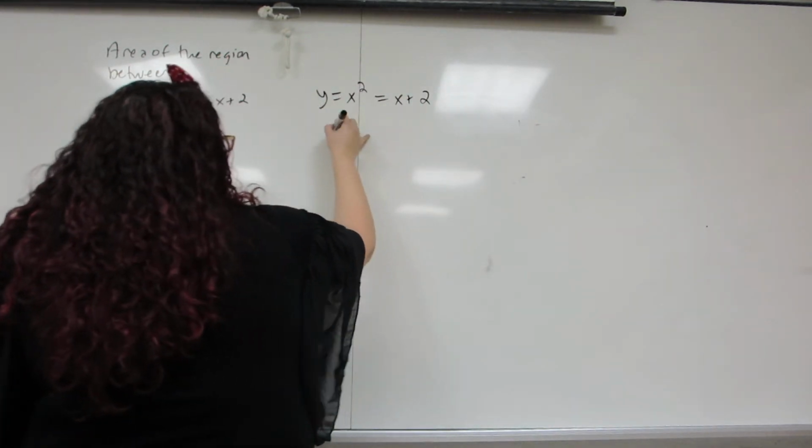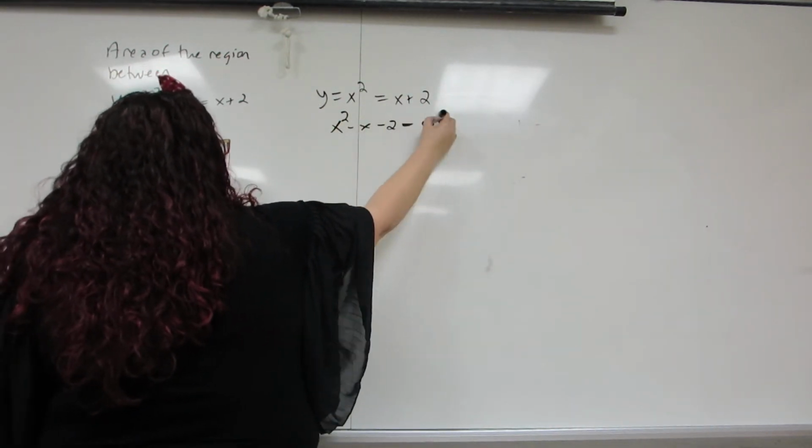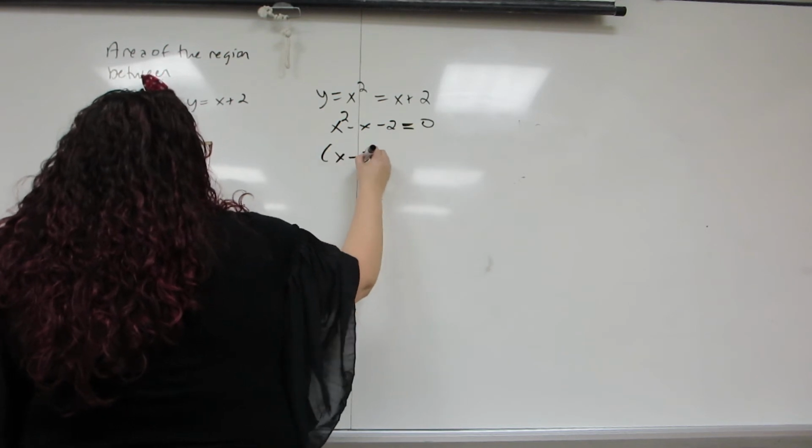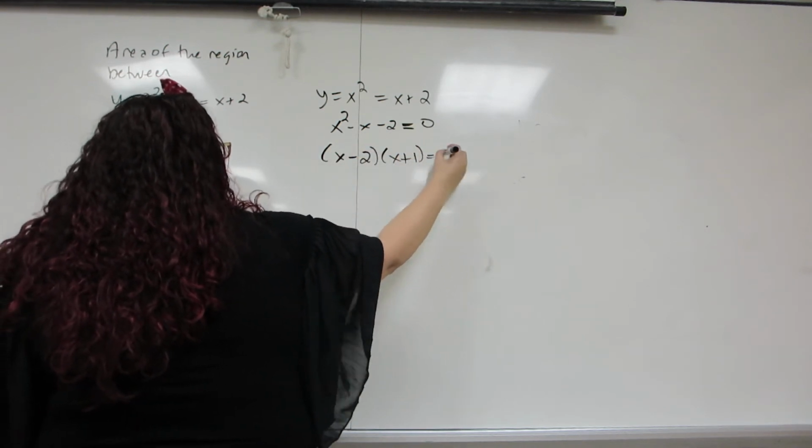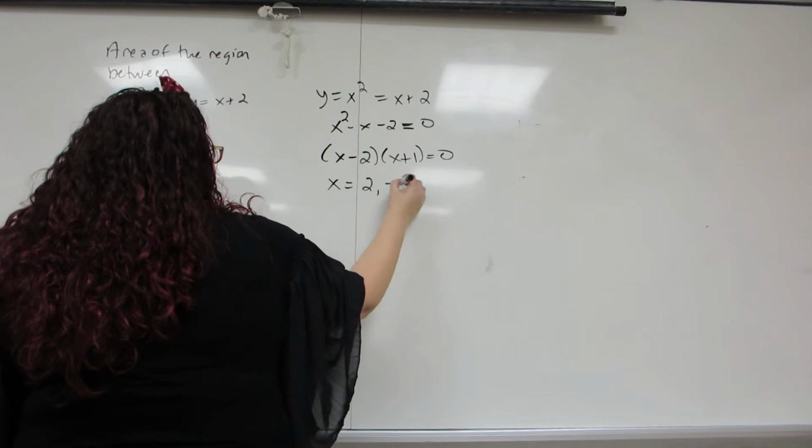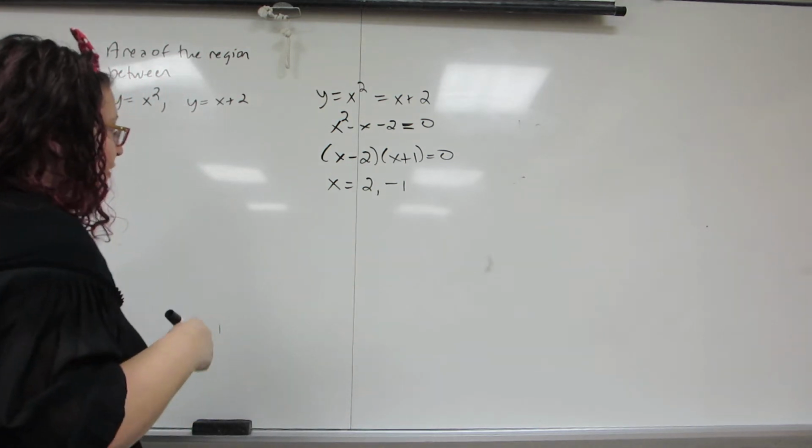So this is a quadratic, so we need it equal to 0, and then we hope to factor. So we get that our intersection points are at 2 and -1.